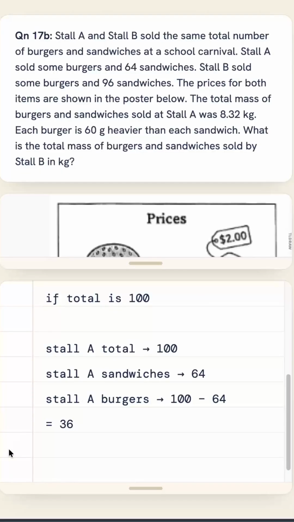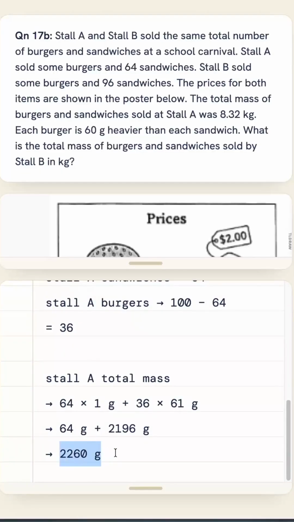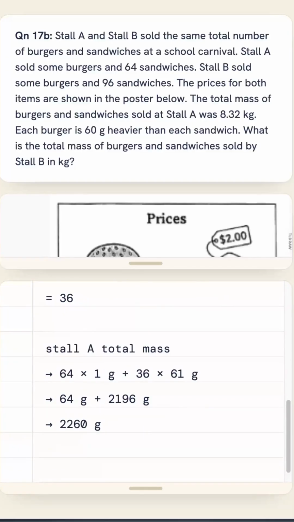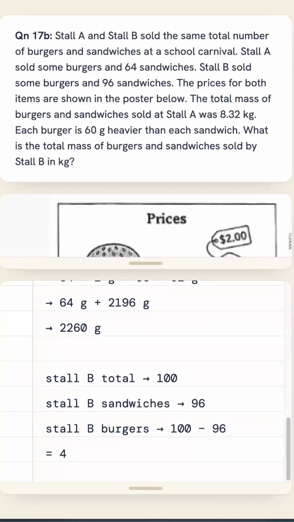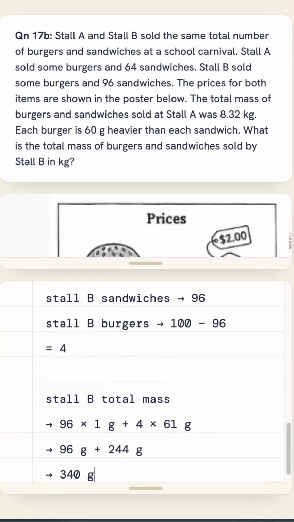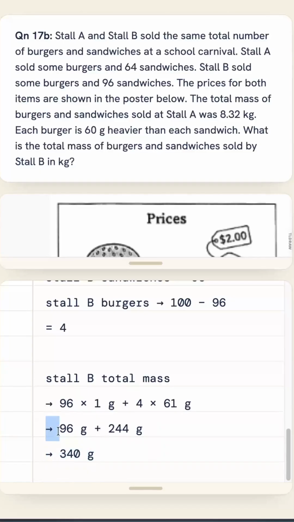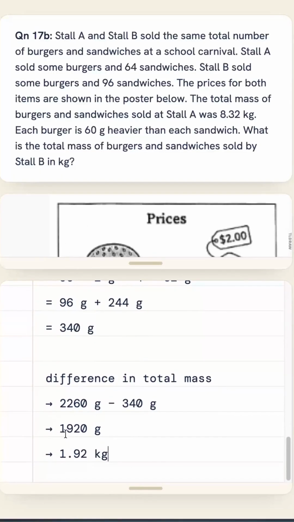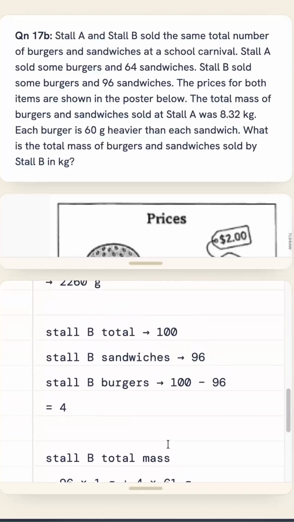So if we calculate, the total mass of stall A is 2,260 grams. And then for stall B, we'll do the same as earlier. We'll calculate the number of sandwiches and burgers. So stall B total mass will be equal to 340 grams. That's what we see over here. Okay, so now the difference in total mass between stall A and stall B will just be 2260 minus 340, which is 1920 grams or 1.92 kilograms.